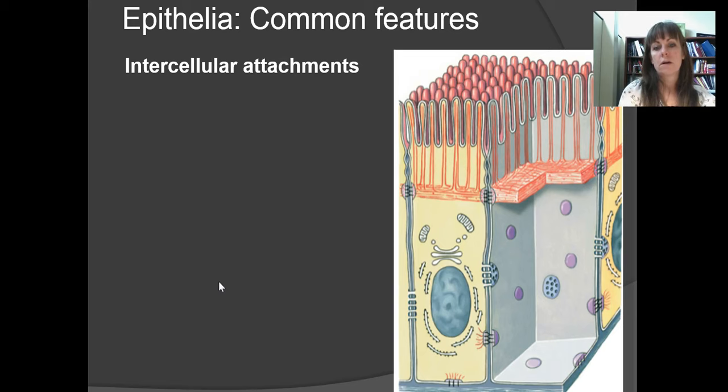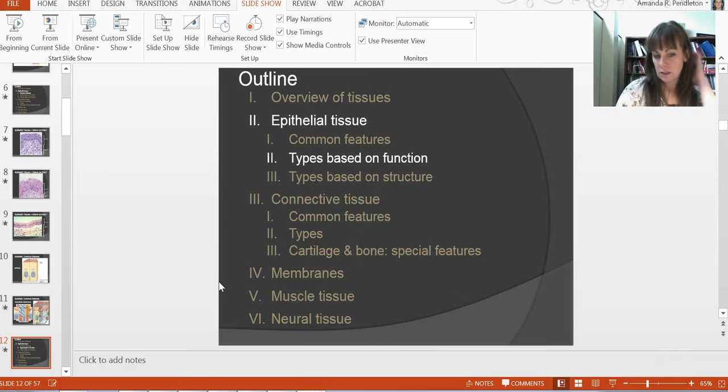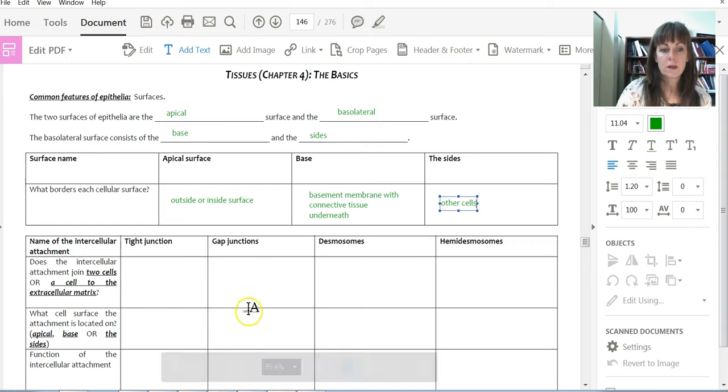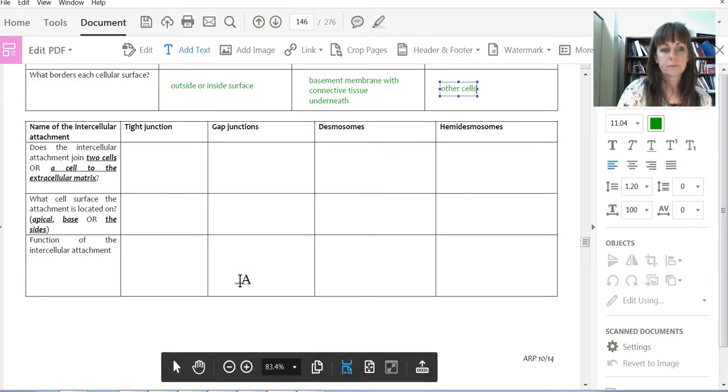So those are the cell-cell junctions. And so if we go here, and let's think about the chart, and I can help you out with the first one. So first let's look at tight junctions. And it says, does the intercellular attachment join two cells or a cell to the extracellular matrix?